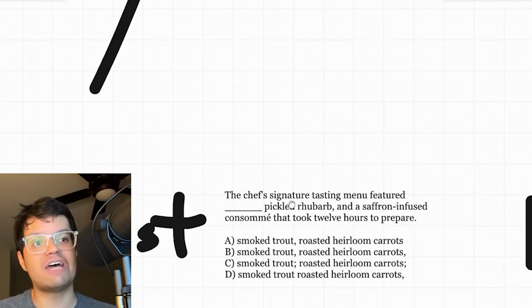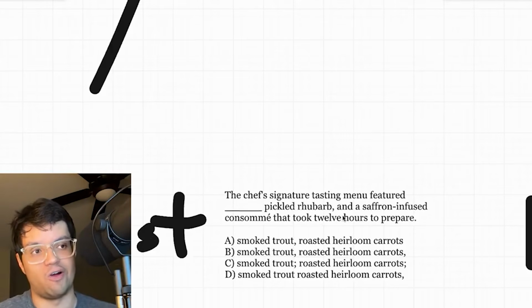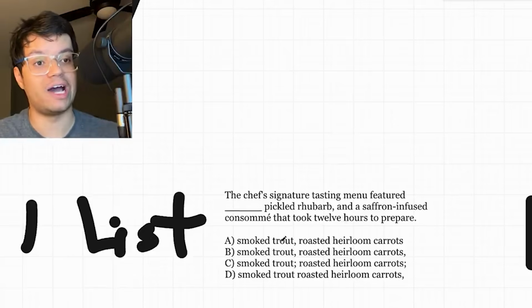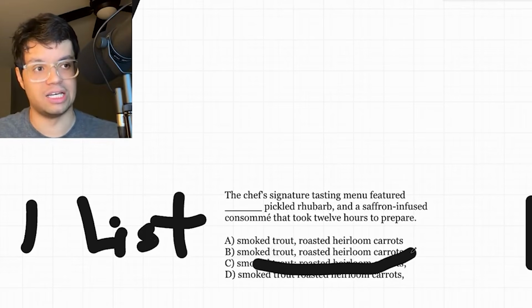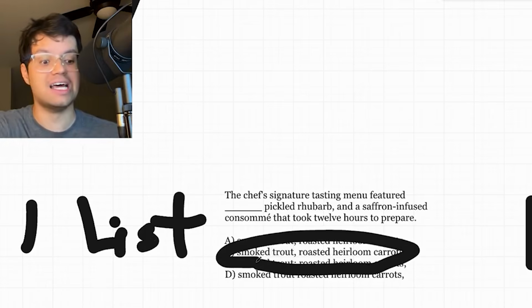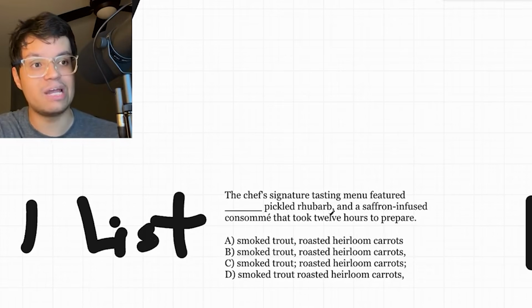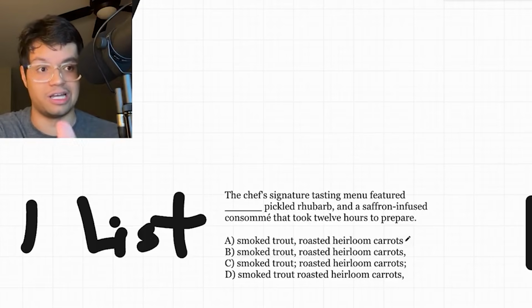So in this sentence, the chef's signature tasting menu featured blank, pickled rhubarb, and a saffron-infused consommé that took 12 hours to prepare. Looks like we have 4 different items in this list because it can be more than 3. So therefore the answer must be B. We're just using commas to separate it, nothing else. It can't be the other ones because this one doesn't have a comma after this one, which you need to have if you're separating anything in the list. This one doesn't have a comma after the first one, and this one uses semicolons, which just is not how you use stuff in a list.